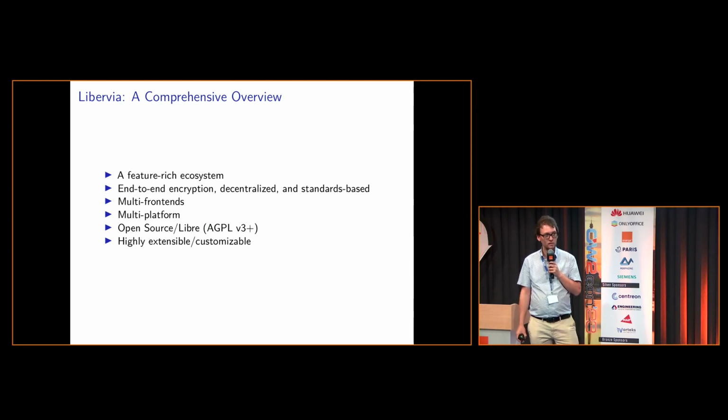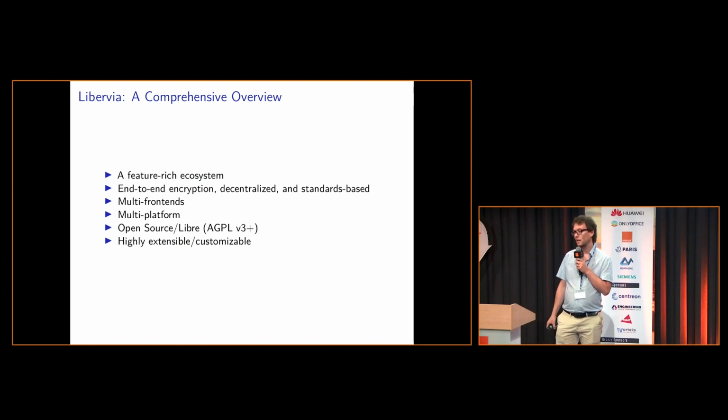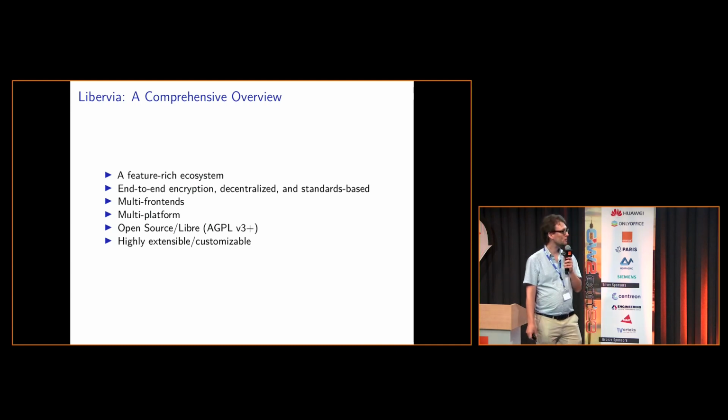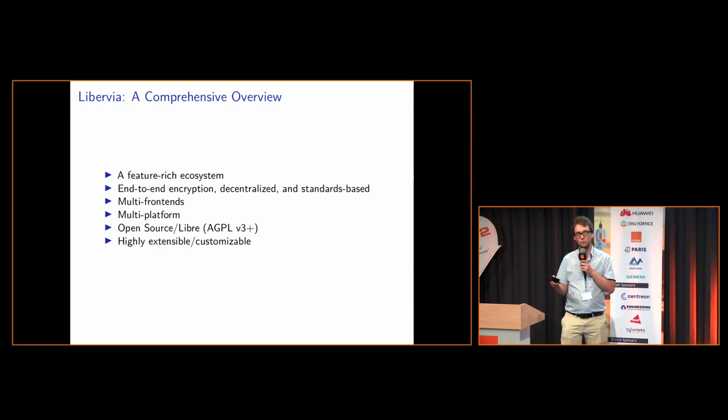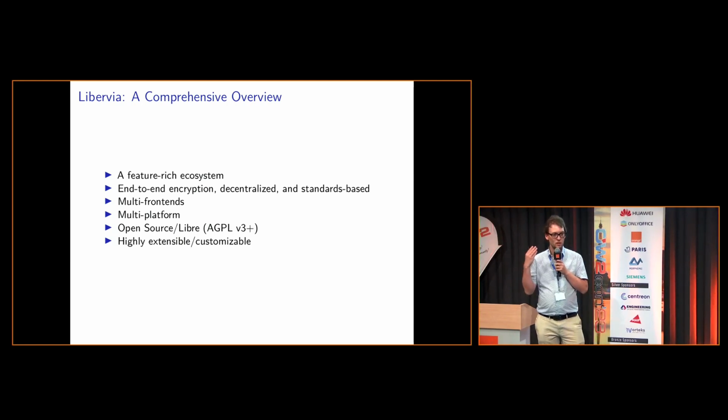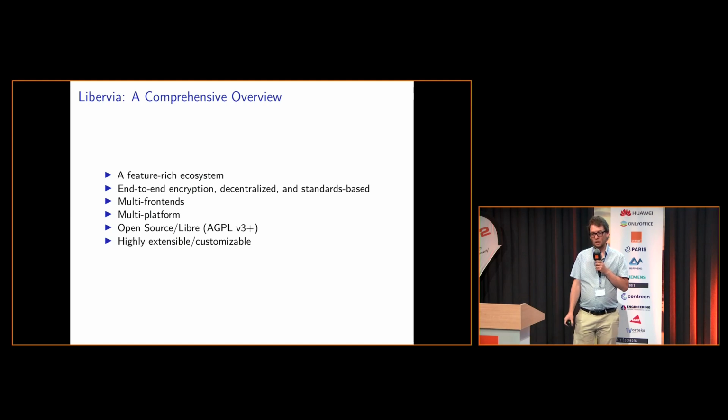It's decentralized, so that means that you can have several instances that can communicate together. It's based on standard. It's based on the XMPP standard. It's multi-frontend. It works on desktop, on the web. So the desktop version is a native desktop version. It's not Electron. It's a real native version. On command line, on text, on terminal interface.